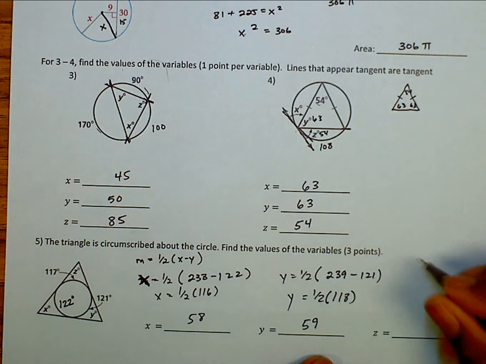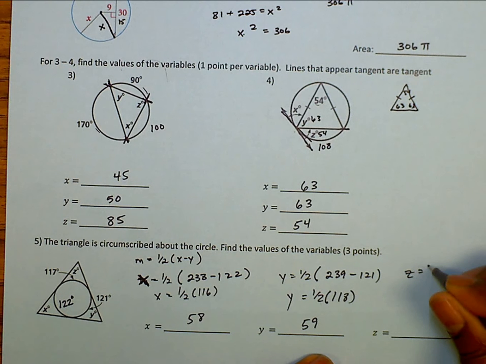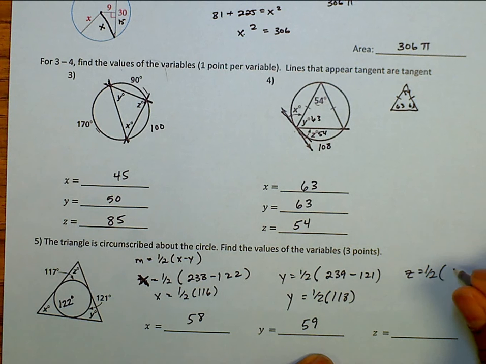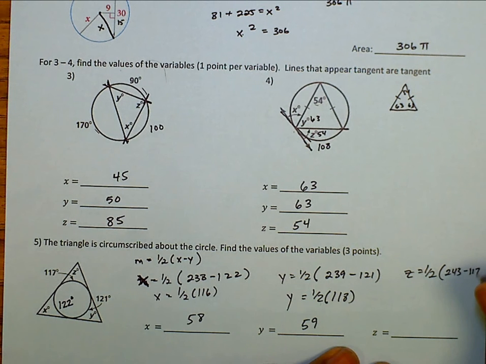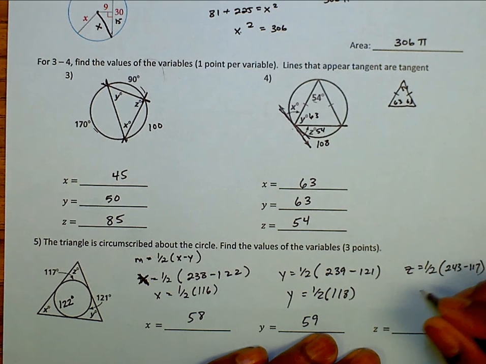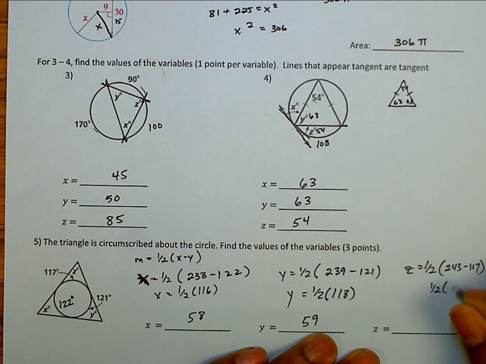And then we'll do the same thing for z. 1/2 of 122 plus 121 is 243, minus 117, and that gave us 126. So z is 1/2 of 126, which ends up being 63.